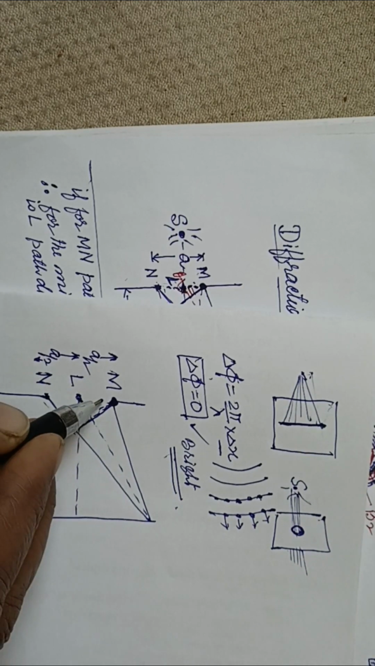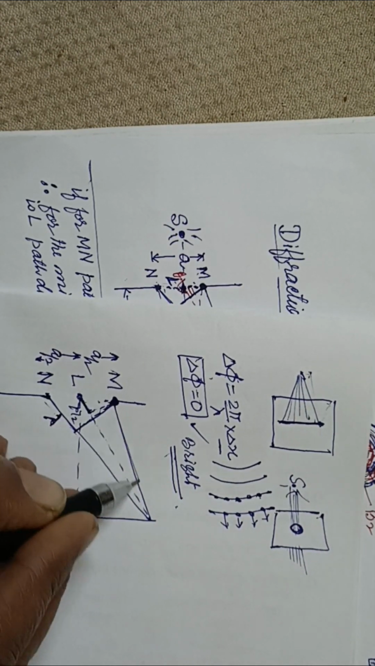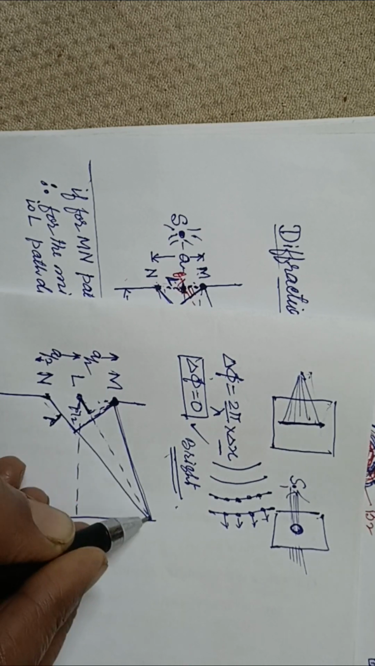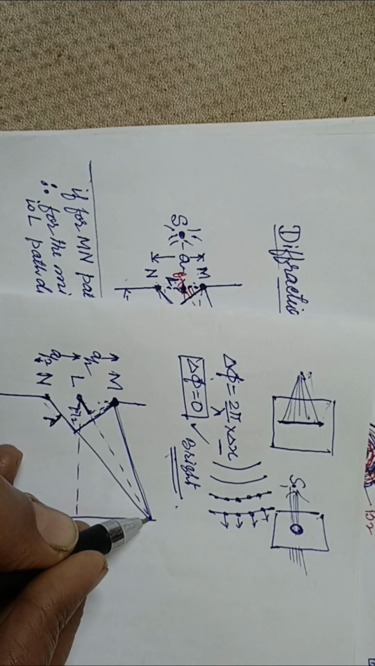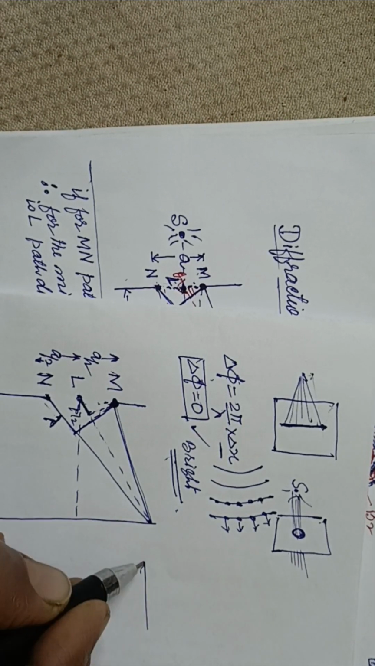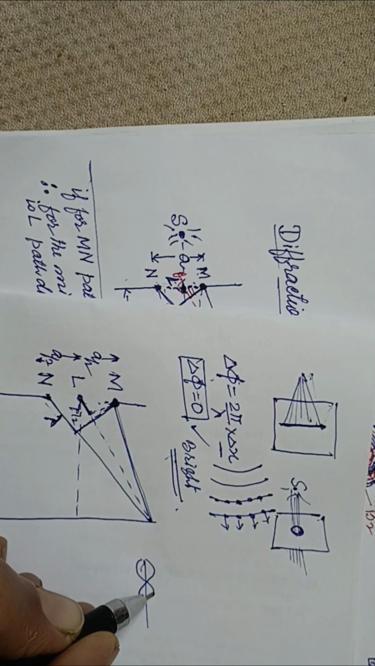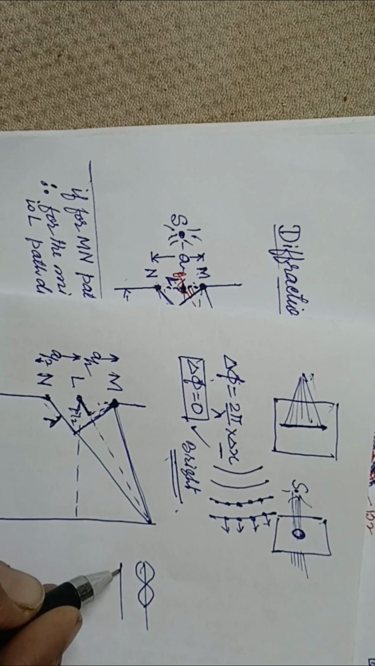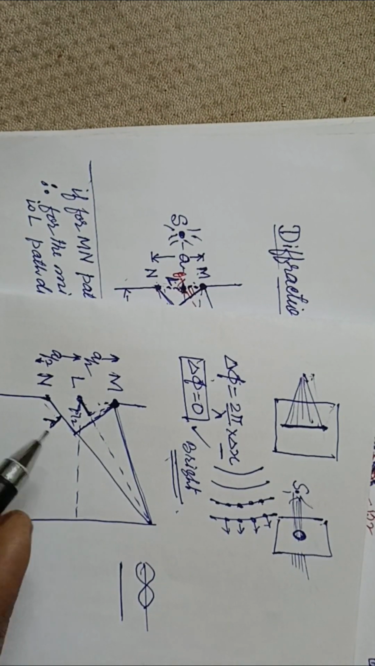So similarly, for lambda by 2, the wave coming from M and the other one from L are in the opposite phase over there. If they are in the opposite phase, the resultant will be 0. When in opposite phase, you know that one is going this way and another is reaching this way, so the resultant is 0. Yesterday I have shown this.